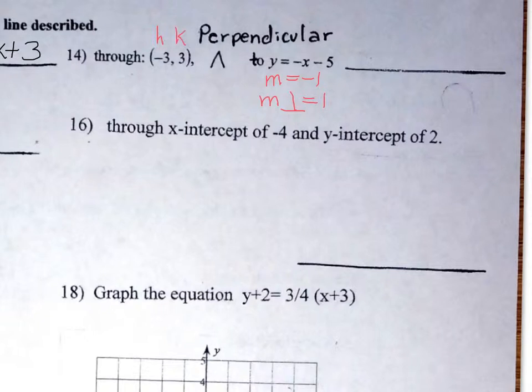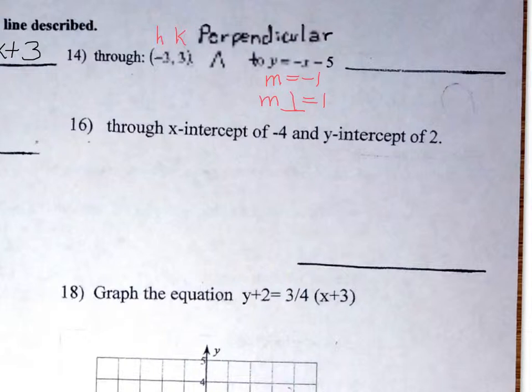So what I'm going to do, I'm going to go ahead and find the slope. Since it's negative x, that's negative 1. And the reciprocal, negative reciprocal of that is positive 1.